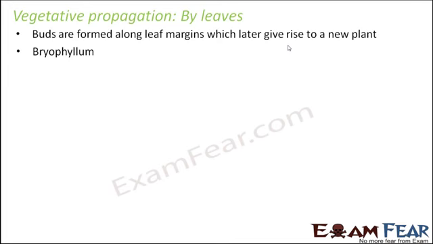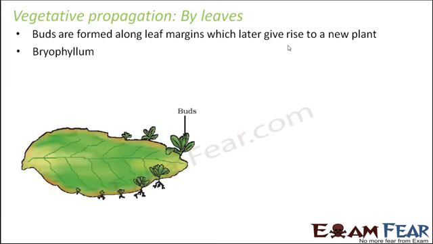Now this is not very common. I mean, you do not see many plants where leaves can actually give rise to a new plant, but bryophyllum is one such example where you can see that along the leaf margin, the boundary of the leaf, the buds are capable of giving rise to a new plant altogether. This is also known as the miracle leaf plant, because it doesn't happen very commonly. It is something which is rare, so that is why it is miracle leaf.